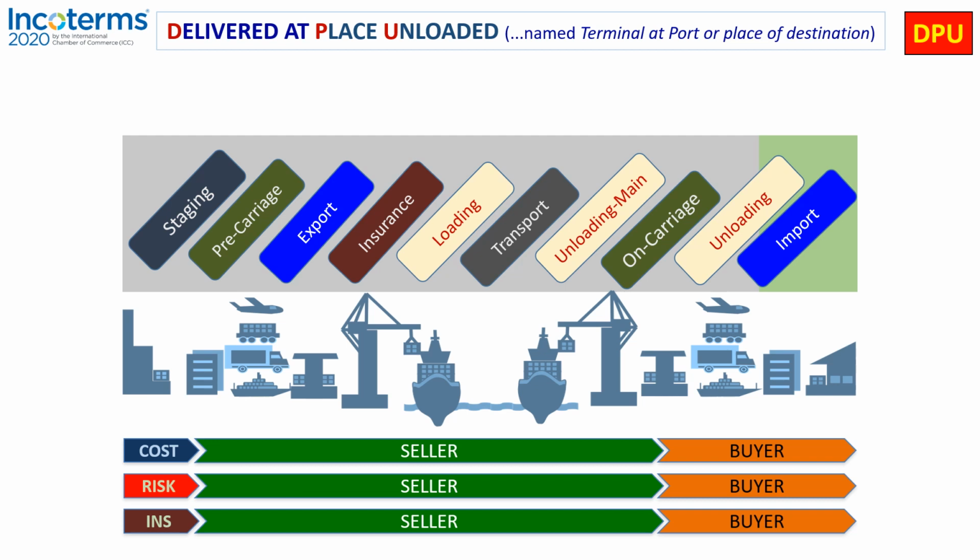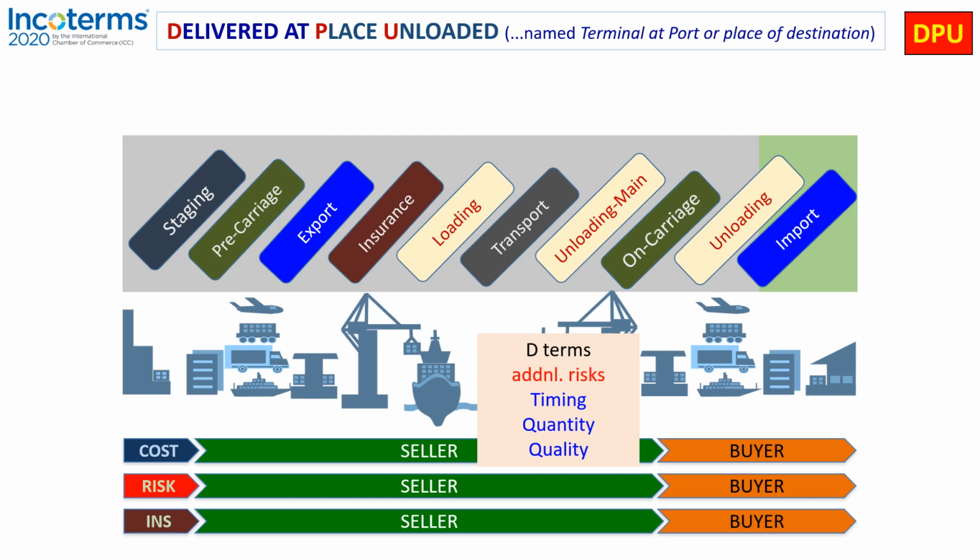Whereas if in DPU the point of transfer is defined as the port, in that case, only offloading from the main carriage is the responsibility of the seller, which they have to build in the contract of carriage. Again, as mentioned in the previous D term, the seller should be aware that there are additional risks on timings, quantity and quality which the seller is taking up to the point of destination unless it is otherwise defined in the sales contract. This term also is applicable for all modes and components.